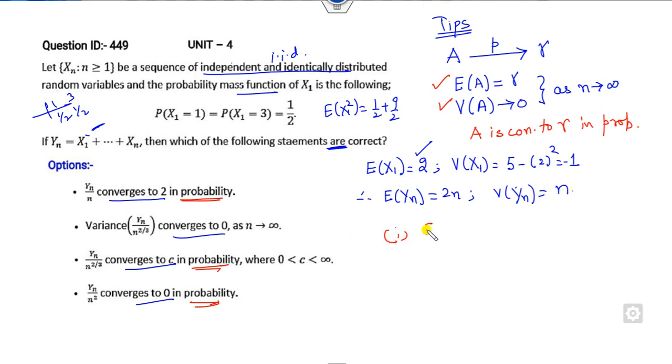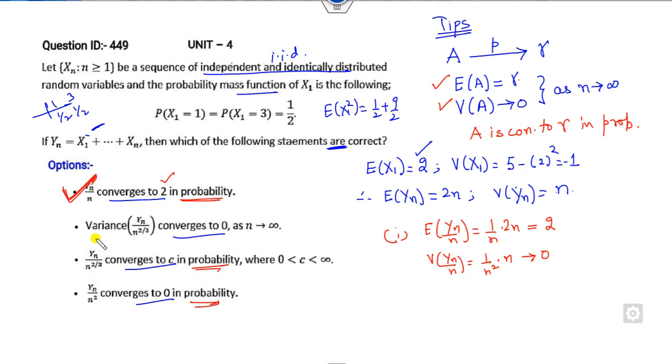Firstly, check the expected value of Yn over n. 1 by n is outside. The expectation of this is 2n over n, which goes to 2, that is here. Now we can check that if the variance goes to 0, then it's a right answer. It is n square. The variance of Yn is n. It clearly shows that it goes to 0. So the first is the correct option.